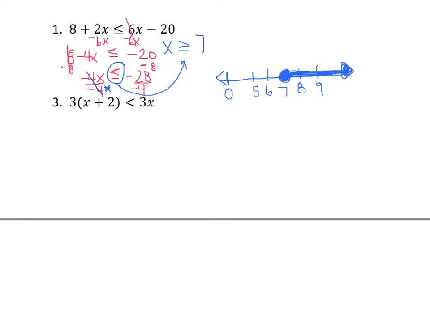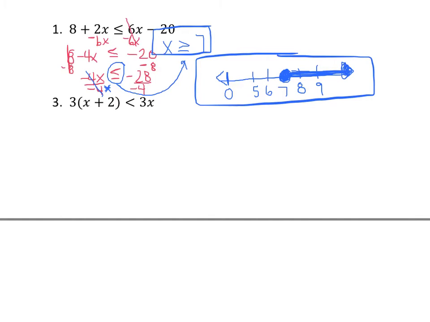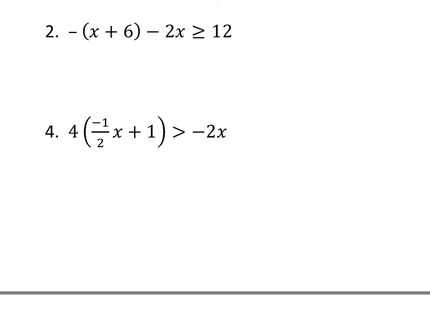Okay, now you have it graphed and solved, so you are done with this particular problem. Okay, let's move on to number 2. So we're going to solve this just like a normal equation. The only thing different is that if you divide or multiply by a negative, you have to flip the sign.